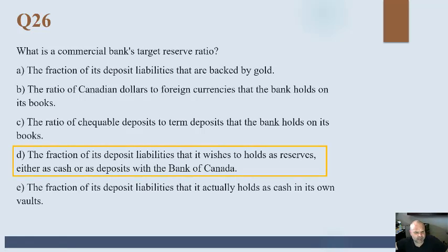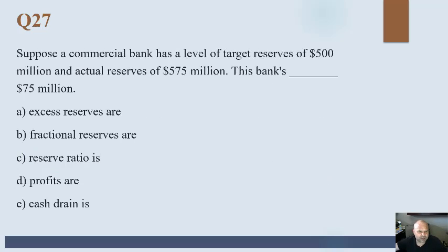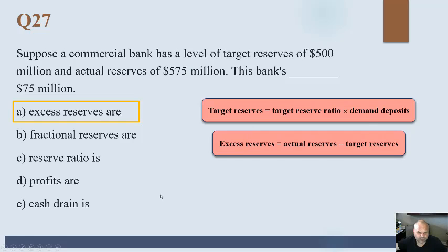It's the fraction of deposit liabilities that it wishes to hold as reserves, either as cash or as deposits with the Bank of Canada. Suppose a commercial bank has a level of target reserves of 500 million and actual reserves of 575 million. This bank's blank is 75 million. So what's the correct answer here? Hit pause. Okay, I'm back. And so the correct answer here is excess reserves. So this bank's excess reserves would be 75 million because this is their target and this is what they actually have. So the difference would be the amount that they have in excess of their target. Okay, so it's good to make sure you know these formulas.